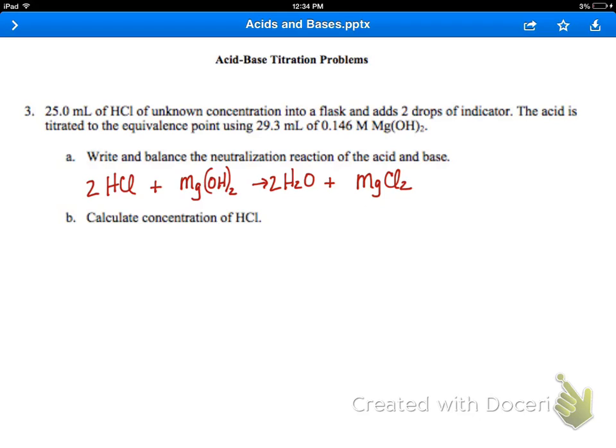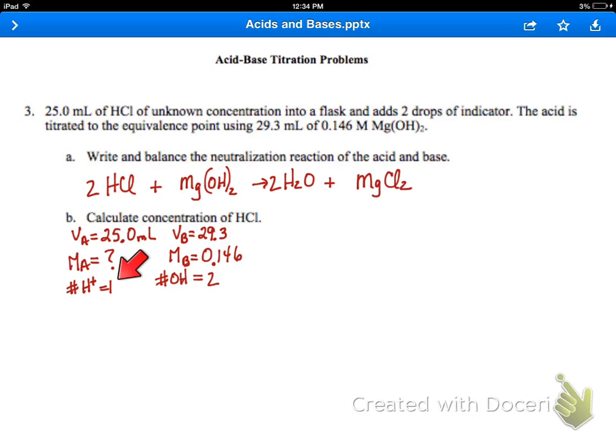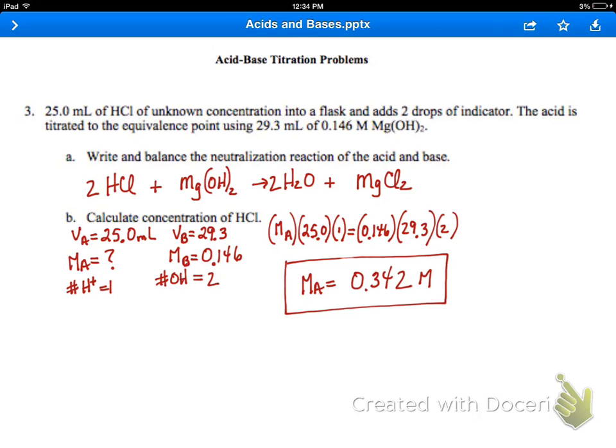Last reaction, HCl plus magnesium hydroxide giving water and magnesium chloride. Again, pause the video, go through, make a list, figure out the problem, and then check your answer. Here's a list. We're going to be looking for the molarity of the acid. We've got 1 proton, 2 hydroxides in our base. So the molarity of the acid is 0.342 molar. The end.